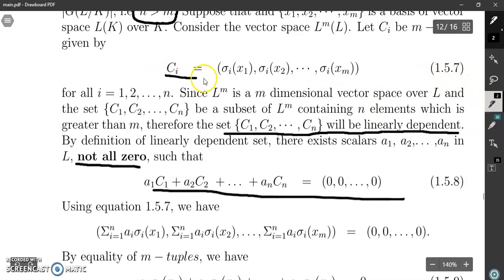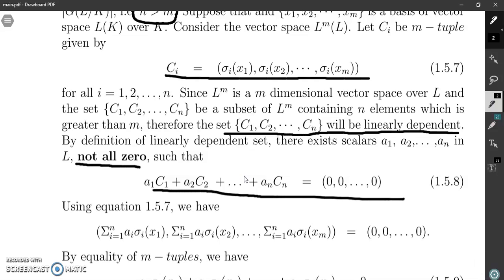Now we just use equation 1.5.7 here and substitute the value of ci and use the sum. Observe that in each ci, the first place will be sigma i x1. So when we combine them, at the first place the element will be the summation of ai sigma i x1. You may just try to put the values of c1, c2, ..., cn and then sum; you have this result. So try to observe this result.